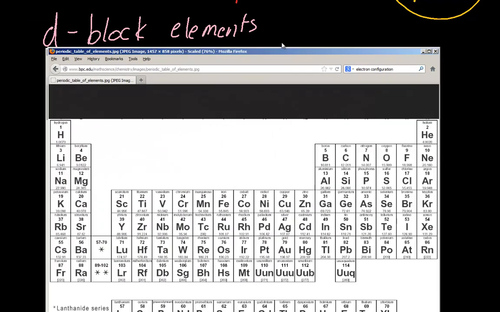The second case is something you should know about. It's an exception that may be tested on the MCAT, it may not, but that's the case of the d block elements. What do we mean by d block? Well, you should already have a good idea of what a periodic table looks like.